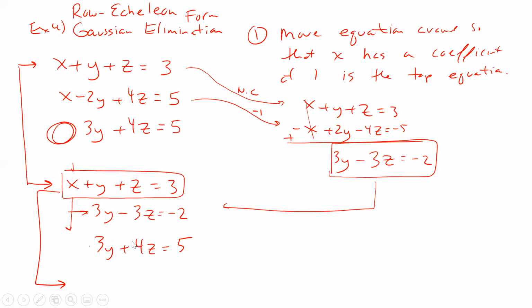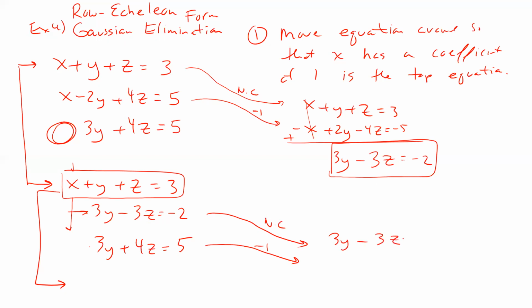So off to the side, we're going to do the same process over here now. So this goes over here, this goes over here. It doesn't matter which one you multiply to get them opposites, it's okay. So I'm going to leave the top equation the same. I'm going to multiply the bottom by negative 1. So 3y minus 3z is equal to negative 2. This guy becomes negative 3y minus 4z is equal to negative 5. Are we good there?